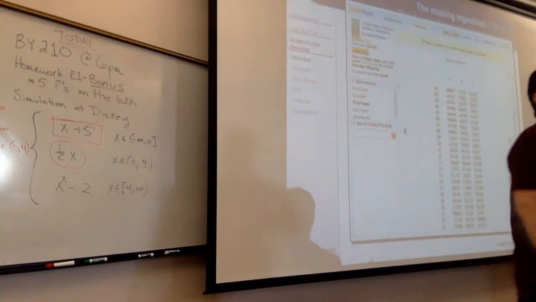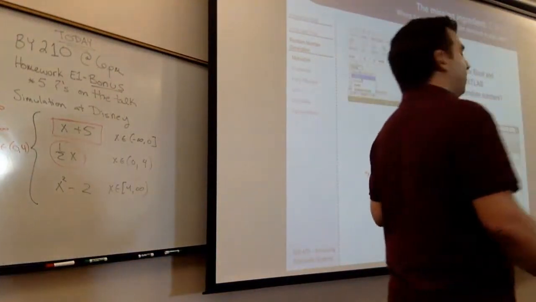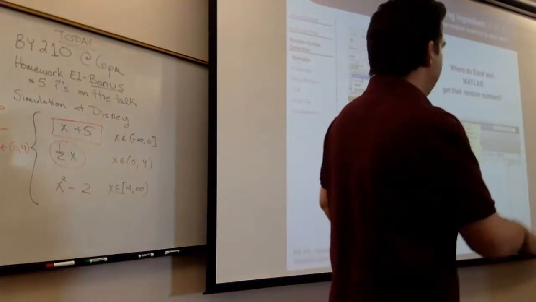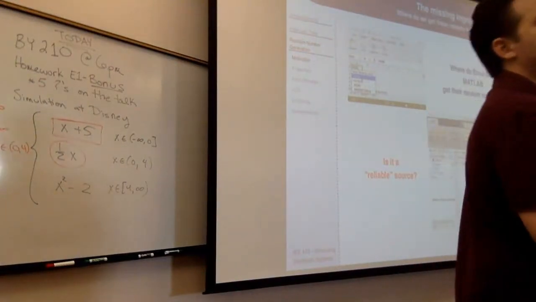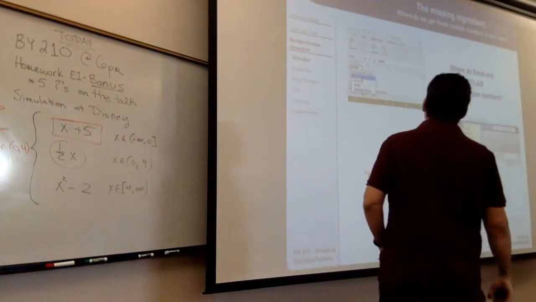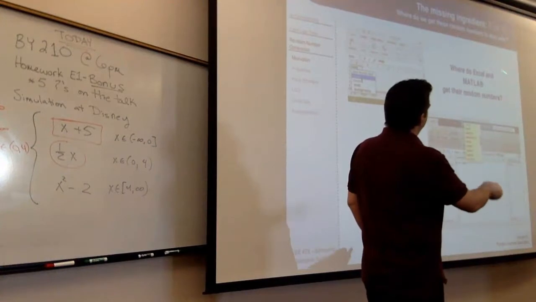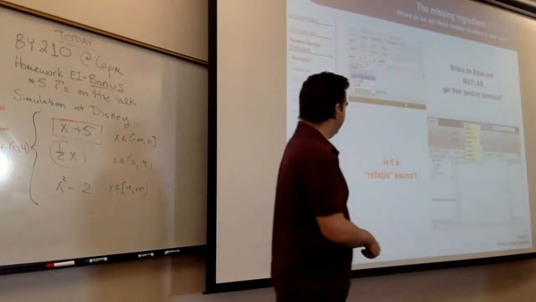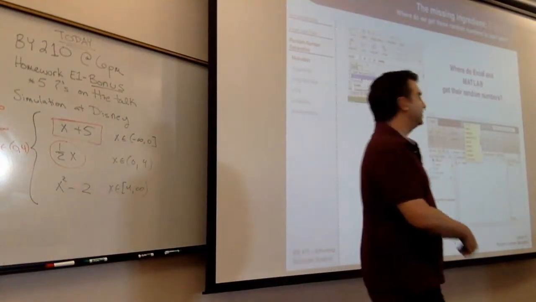Now this isn't really practical for Excel and MATLAB. They're not going to call out to these books or even store all of these books. So we wonder, how do they do it? Where do they get their numbers? And is it a reliable source?